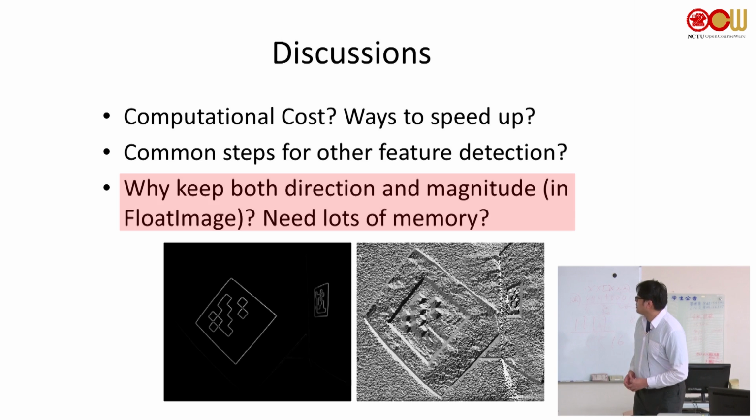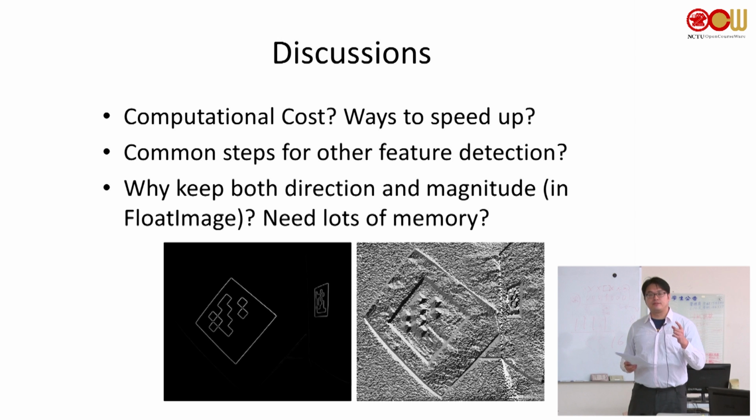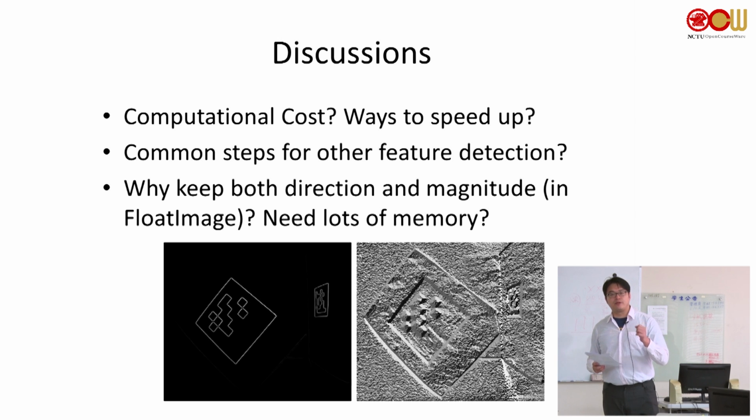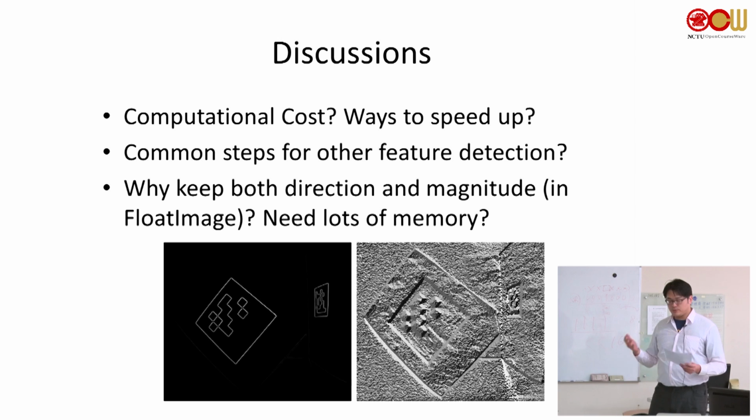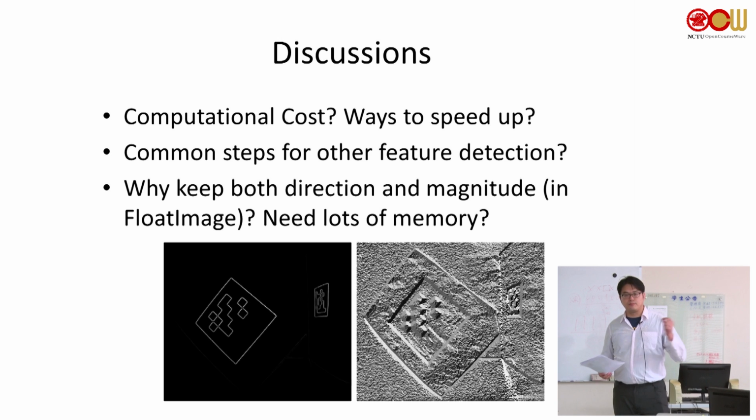Okay. Why keep both direction and magnitude? And you can see it also in the code, right? The data type in a float image, maybe we just use 1 byte per pixel, for example from 0 to 255, that's just 1 byte. But for a float image, 1 pixel will require maybe 4. So why would we want to keep both direction and magnitude? Why not just, for example, do Canny and just get the pixels?